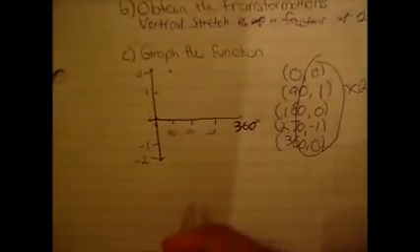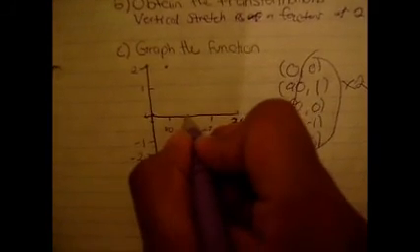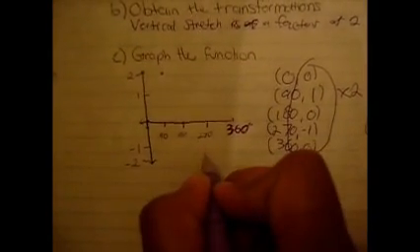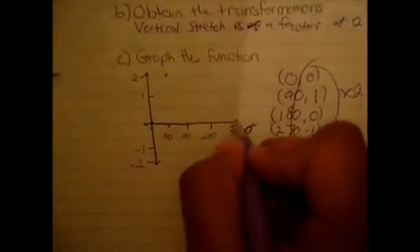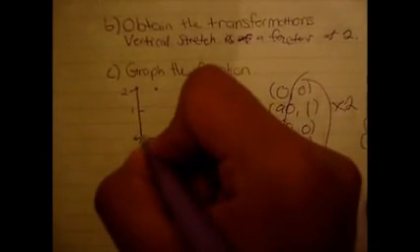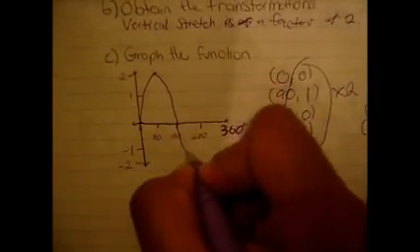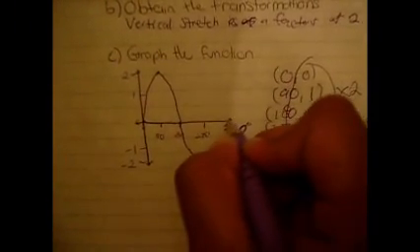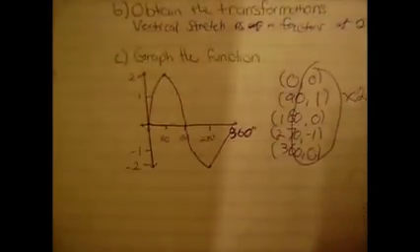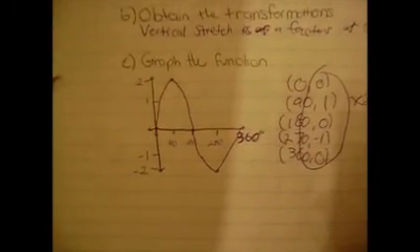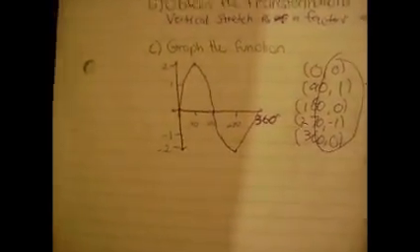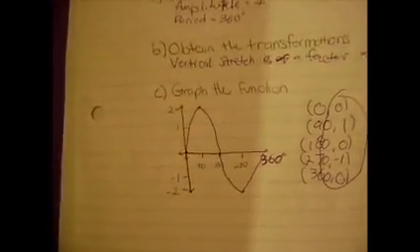So it'd be 0, 0, 90 and 2, 180 and 0, 270 and -2, and then 360. So as you can tell already, you can see the stretch that has been made. And that is what our graph will look like.